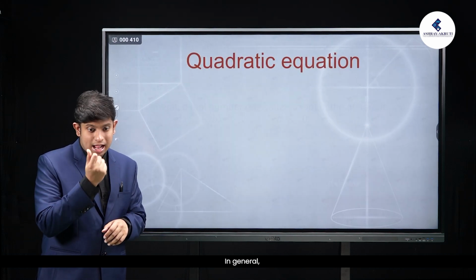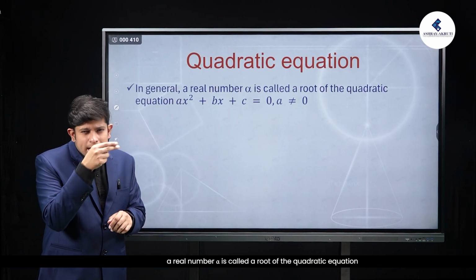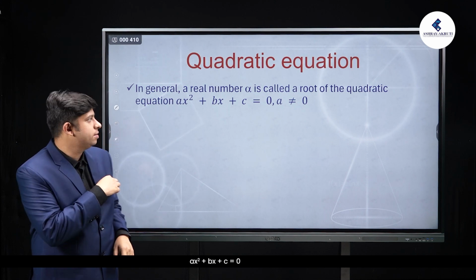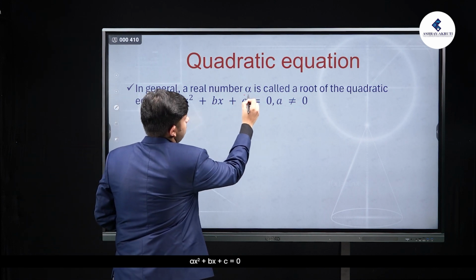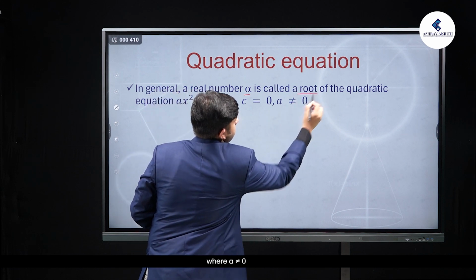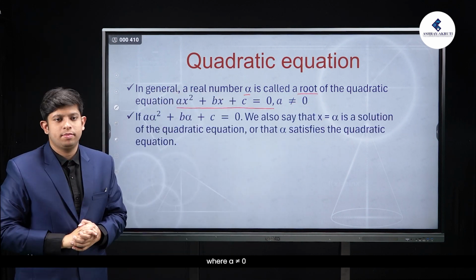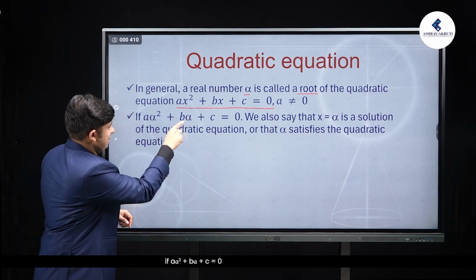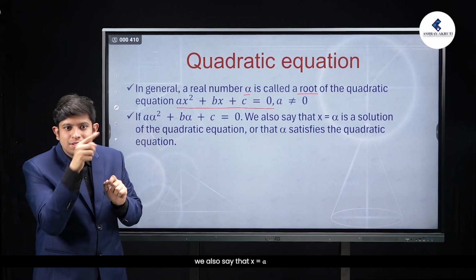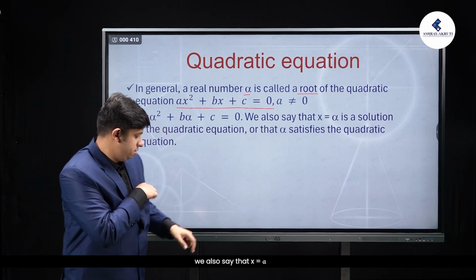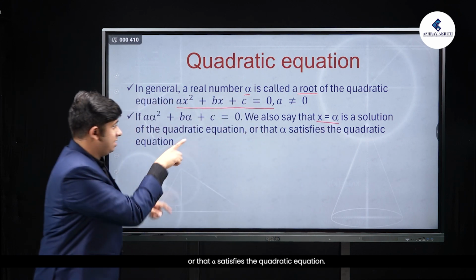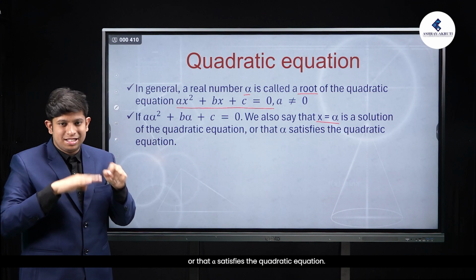In general, a real number alpha is called the root of the quadratic equation ax square plus bx plus c equal to 0, where a is not equal to 0. If a alpha square plus b alpha plus c equal to 0, we also say that x equal to alpha is a solution of the quadratic equation or that alpha satisfies the quadratic equation.